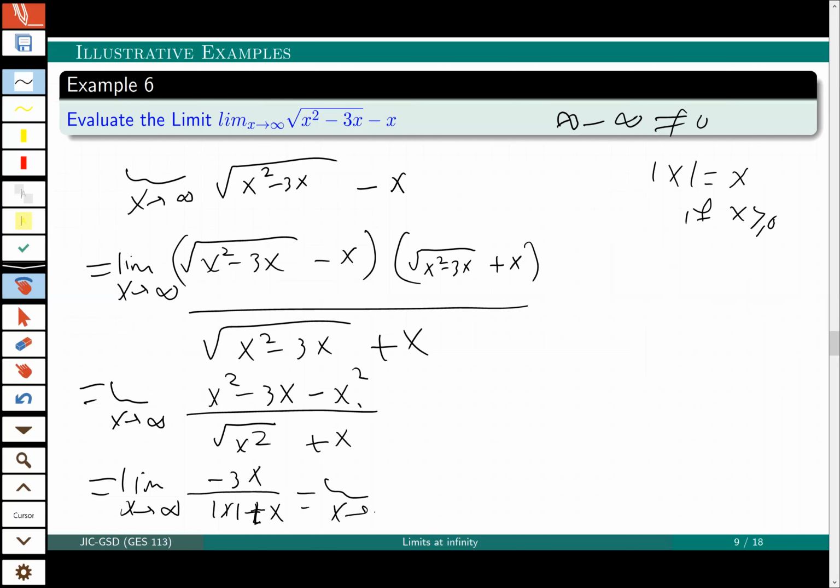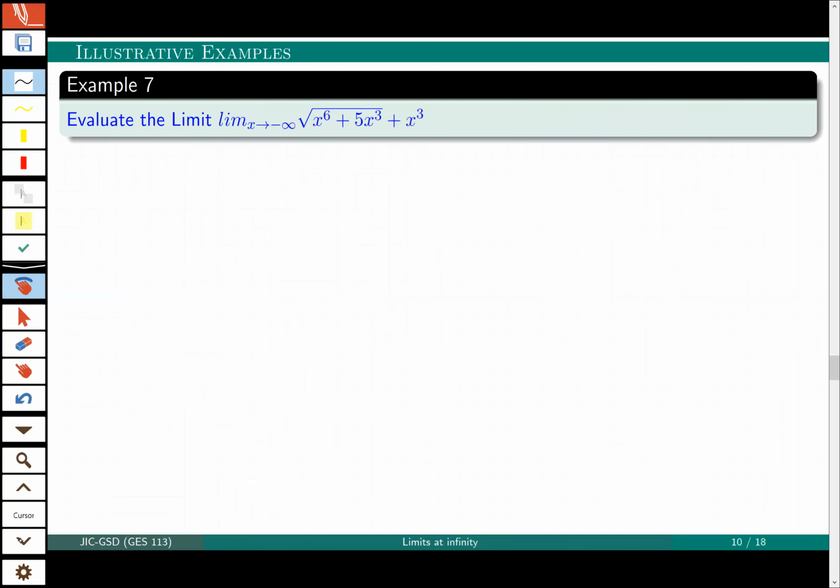So that will be the limit when x goes to infinity of minus 3x. Absolute value of x will be x, plus x. So that will be the limit when x goes to plus infinity of minus 3x divided by 2x. So we will get minus 3 over 2.